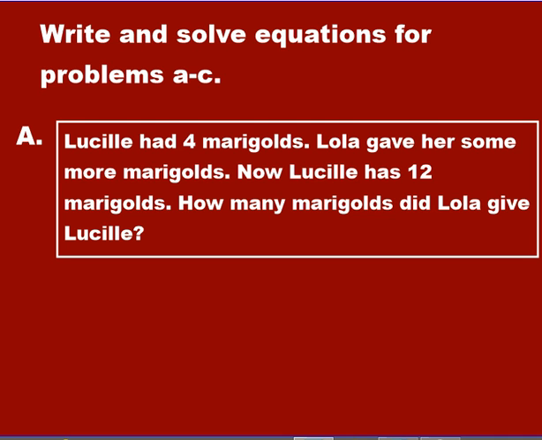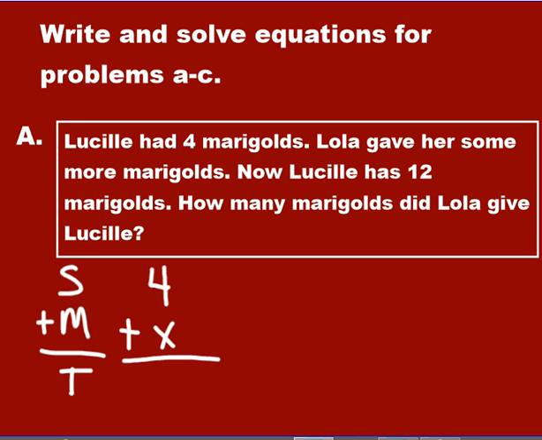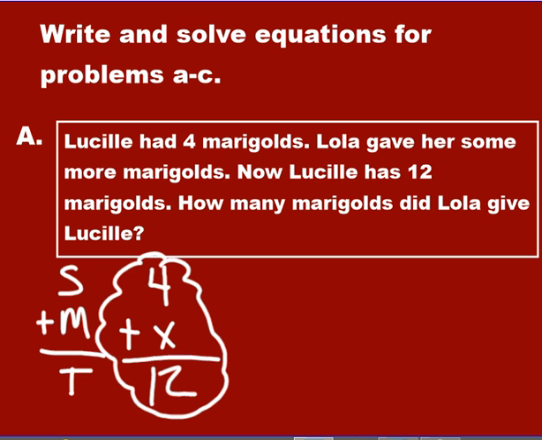So this is a sum plus some more equals my total problem. So my equation would be Lucille had 4 marigolds. Lola gave her some more. We can fill in an X, meaning we don't know. And then the total, now Lucille has 12 marigolds. So there's our equation right here. And now we need to solve for X.